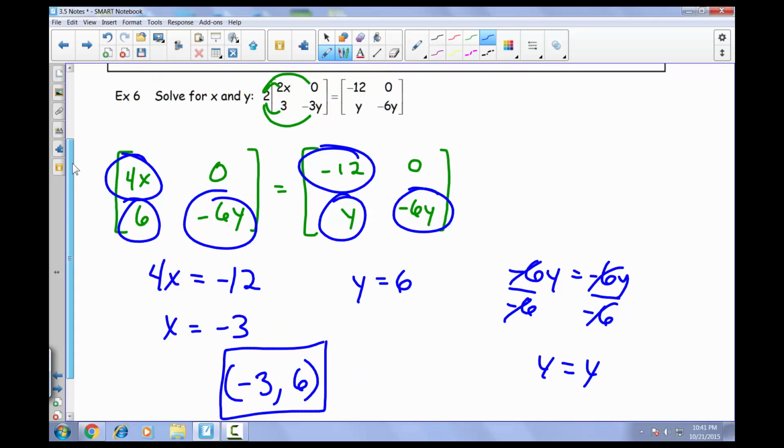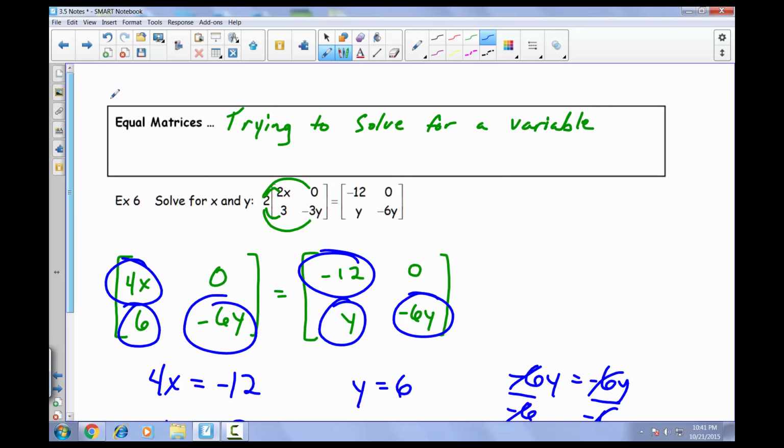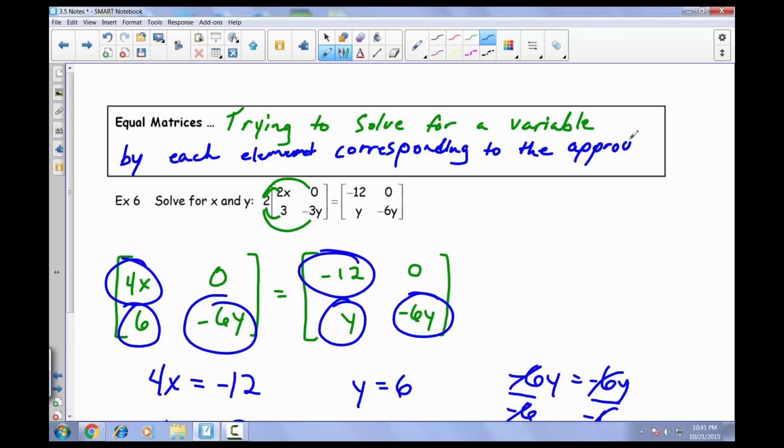So that's how we handle equal matrices. We're going to try to solve for a variable by comparing each element corresponding to the appropriate element.